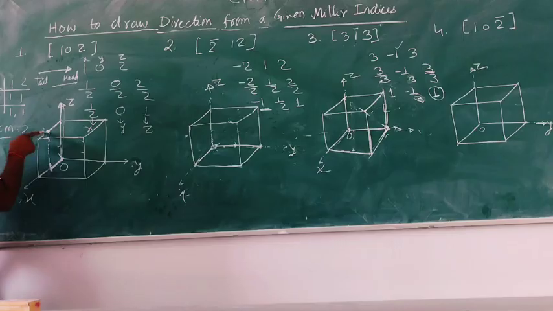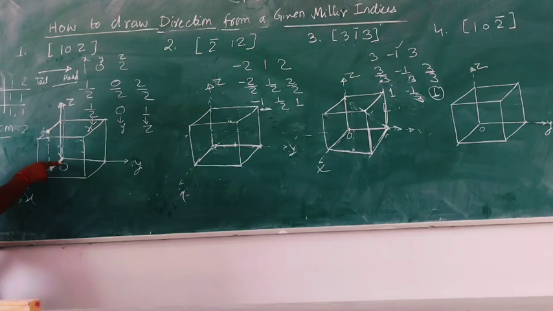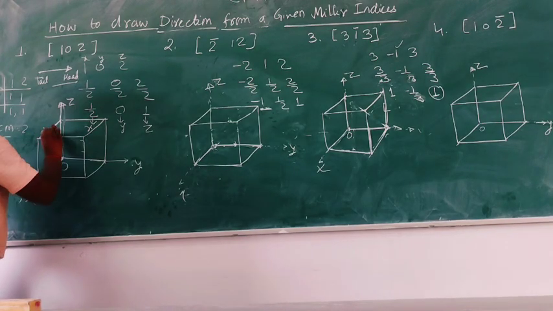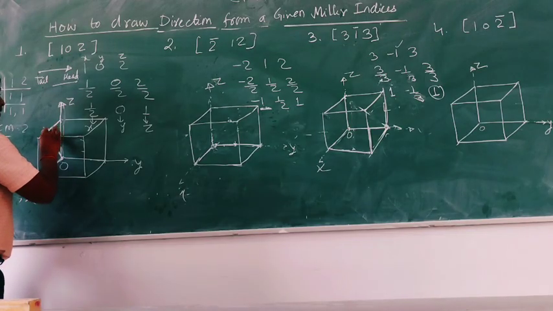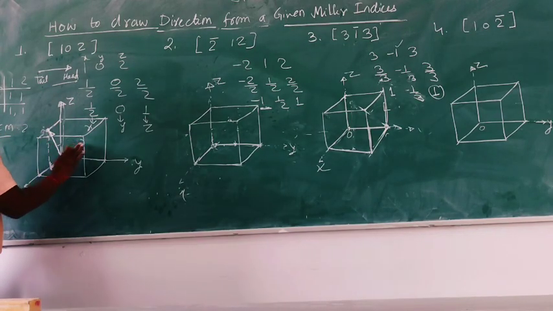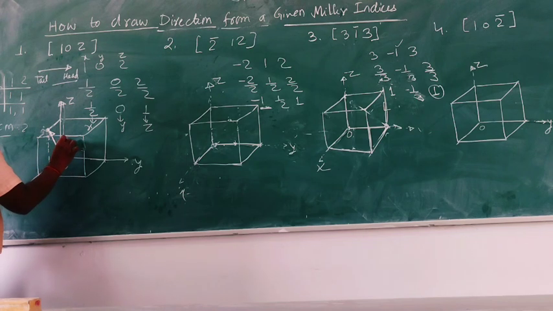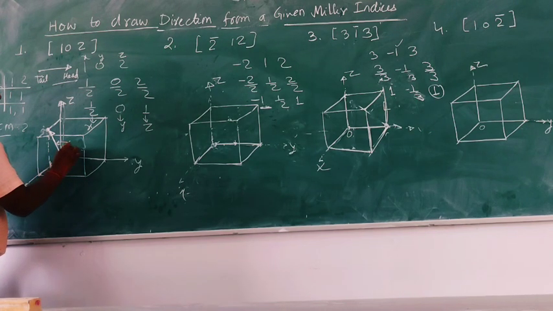Now we join this point to the origin. From the origin, this is the direction of the given Miller indices. This is the final direction of the Miller indices.